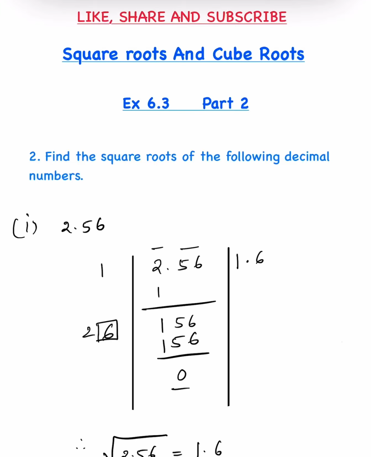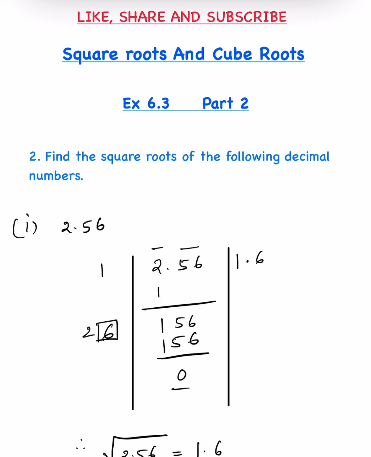So today let us discuss square roots and cube roots, exercise 6.3 part 2. Find the square roots of the following decimal numbers. So decimal numbers, how can we find the square root of decimal numbers? Just like normal numbers, we put bars on the integer part and the decimal part separately. So 2.56 is given. So on 5 6 we keep one bar and on 2 we keep another bar.